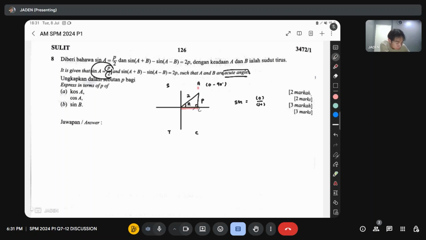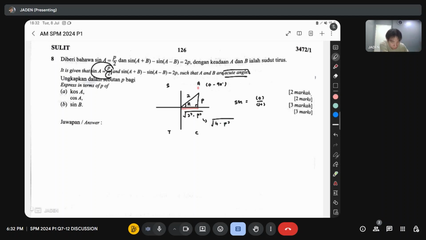So you're going to get this value by performing Pythagoras theorem. Always remember, in Pythagoras theorem, the longest line is 2 squared minus P squared. And this is actually the square root of 4 minus P squared. We do it until this point, and that's good enough.